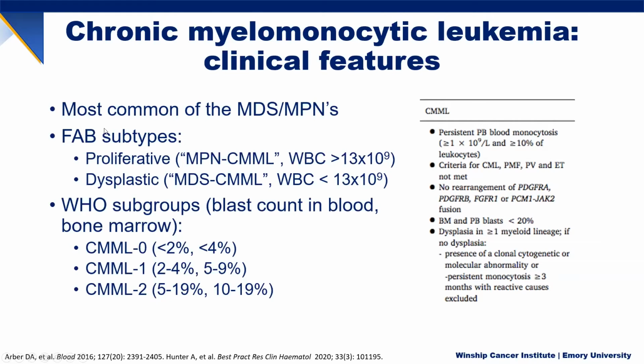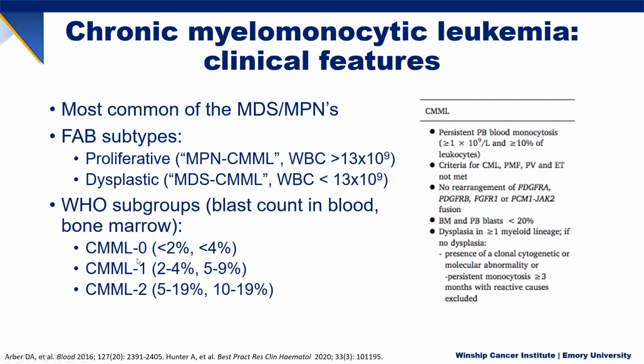We have some patients that behave with a much more proliferative or MPN-like disease, and in our FAB system we define this by a white blood cell count that's elevated, versus patients that behave more like an MDS, or a dysplastic type of CMML, which is really defined in patients with a lower white blood cell count. And again, this can behave almost exclusively like an MDS, almost exclusively like an MPN. And it's not uncommon to see, for example, a patient who behaves more like an MDS over time become more proliferative.